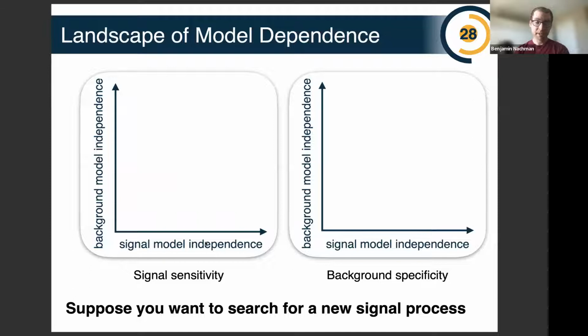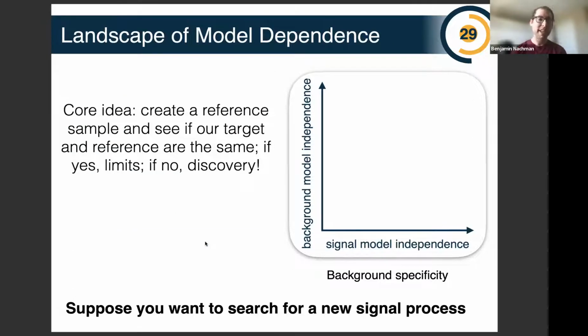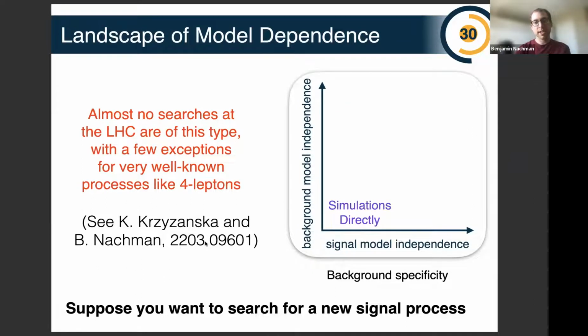Okay, so now that's the signal sensitivity part of the story. Now let's talk about the background specificity. So there are also a number of strategies that live somewhere in this plane. The core idea basically is that you want to create a reference. So you want to see if the target and the reference are the same. If yes, you can set some limits on the presence of new physics, and if not, you can declare discovery. Okay, so the most straightforward approach and most flexible, if it's possible, is that you can directly use simulations to predict the background. So this doesn't depend at all on what the signal model is. If you can just simulate directly the background, you don't have to make any assumptions what the signal model is.